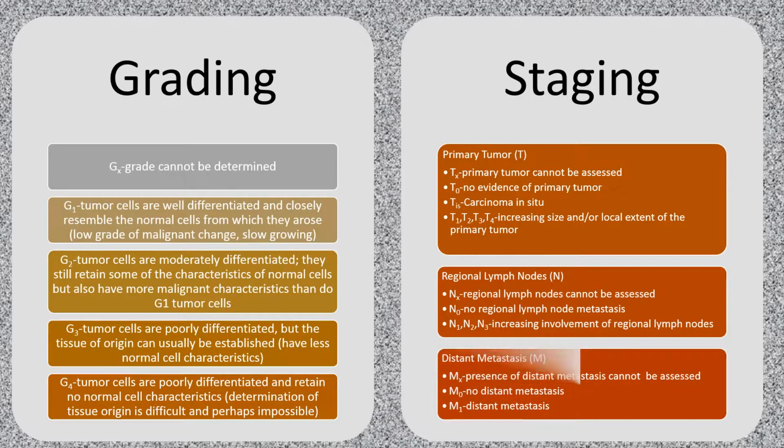Then we have M, which stands for distant metastasis. MX is presence of distant metastasis cannot be assessed. And then M0, there is no distant metastasis. And M1 is distant metastasis.